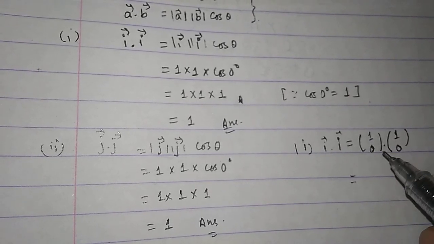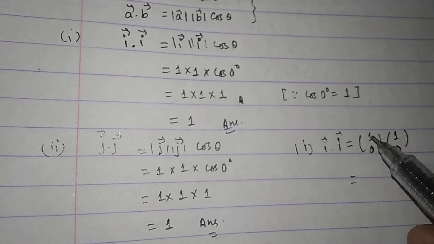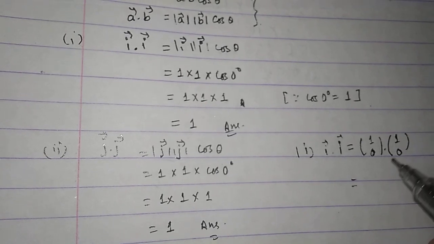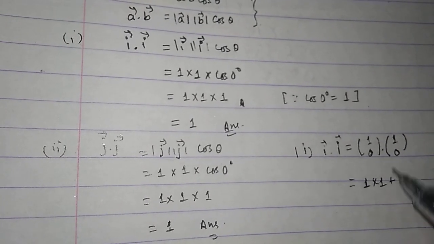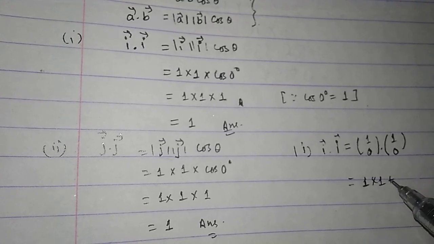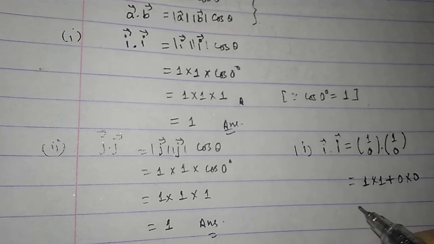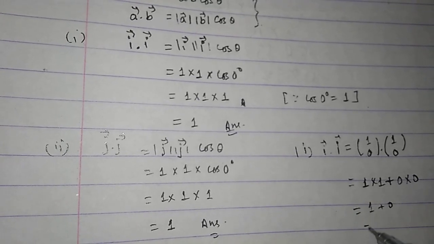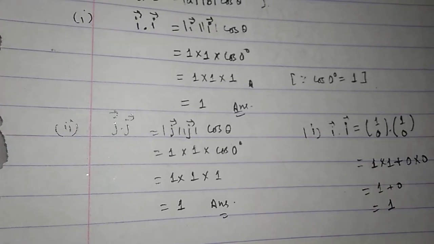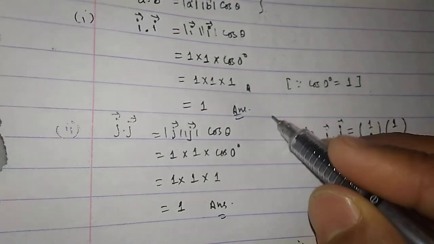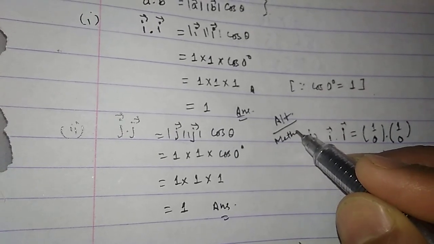We'll learn this later in another tutorial, in another video. But while multiplying vectors, the x component multiplies with the other x component, which is 1 into 1, plus the y component into the y component, which is 0 into 0. So 1 plus 0 is equal to 1. So this is also 1. No problem. This is the alternative method. You must understand the alternative method.